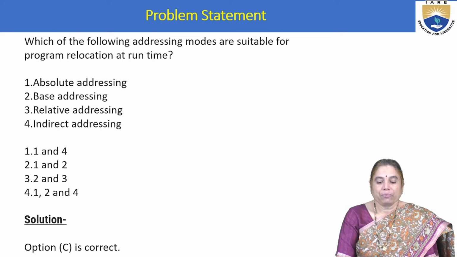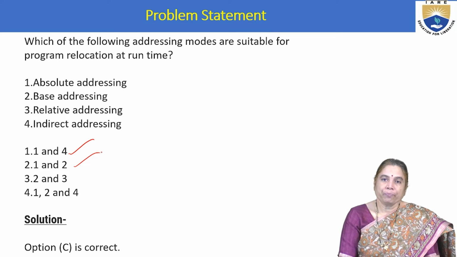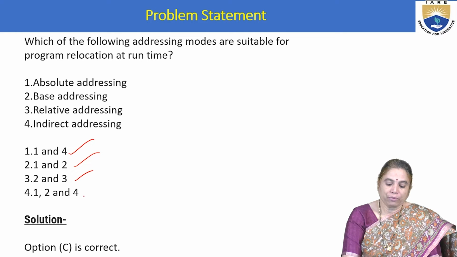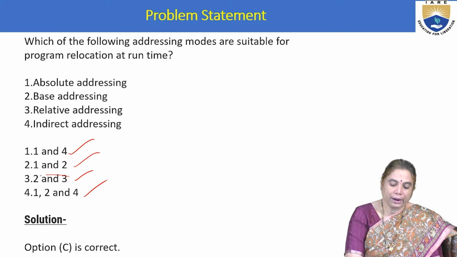Next, which of the following addressing modes are suitable for program relocation at runtime? The first one is absolute addressing. Second one is base addressing. Third one is relative addressing. Fourth one is indirect addressing. So here the first option is the 1 and 4 combination. Second option is 1 and 2 combination. Third option is 2 and 3 combination. Fourth option is 1, 2 and 4 combination. So here option C is the correct one, 2 and 3.